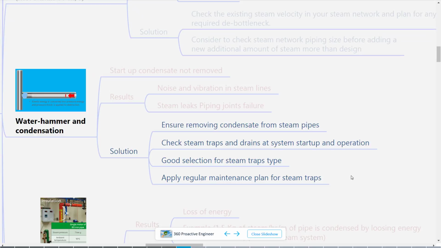We can check the steam traps and the drains during the system startup and operation. The good selection of the steam traps is also crucial here. Applying a regular maintenance plan for the steam traps is very important.